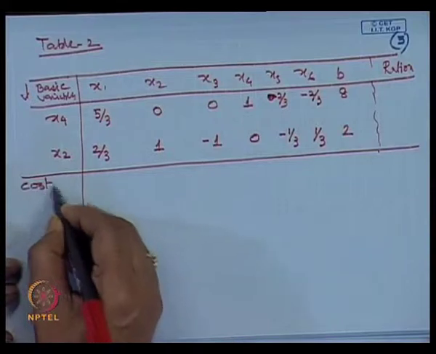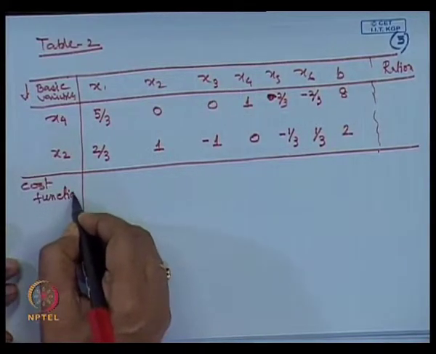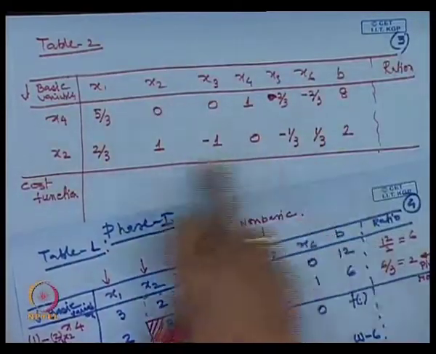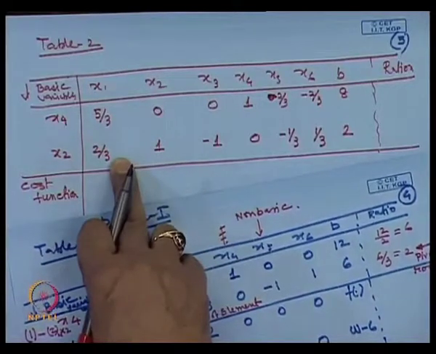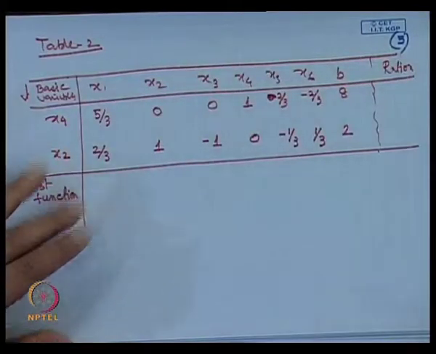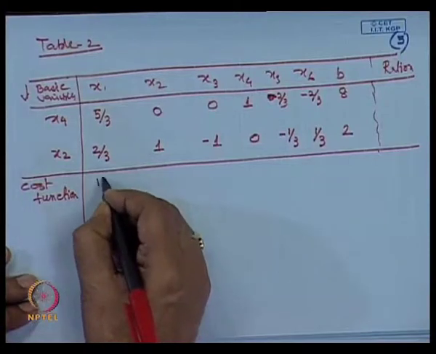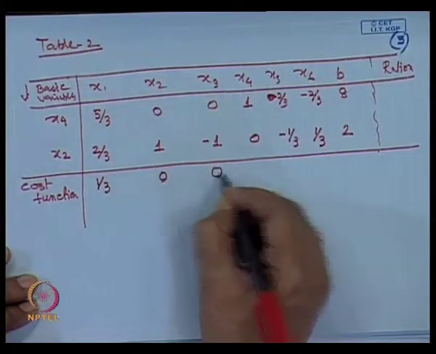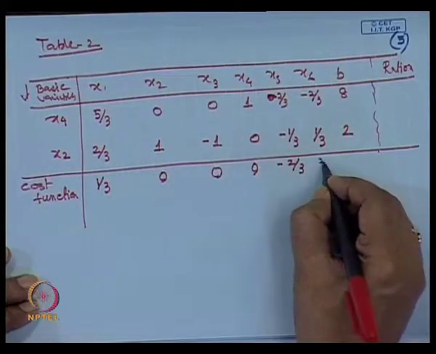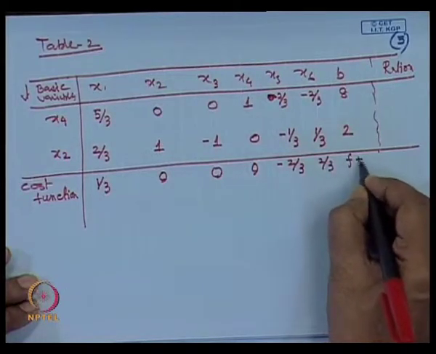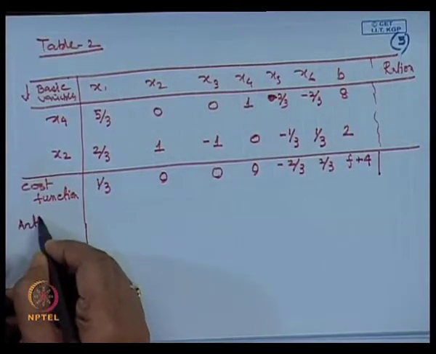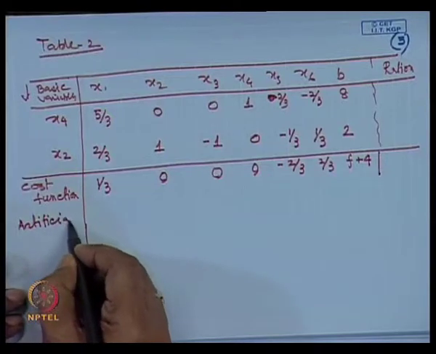Similarly, the cost function. What I did is, equation number 2 after normalization, you multiply by 2 and add with equation number 3. So if you do this, you will get 1/3, 0, 0, 0, minus 2/3 plus 2/3, and this will be f plus 4. And this is our artificial cost function.